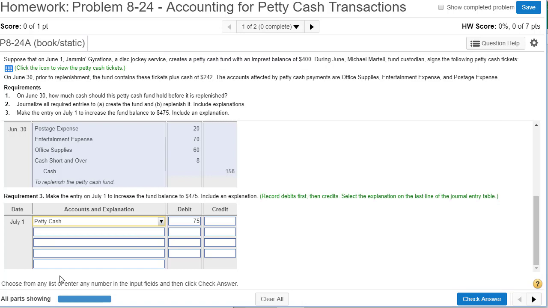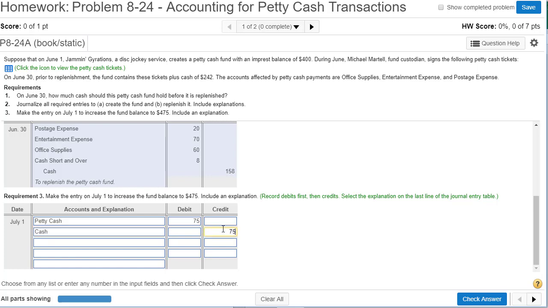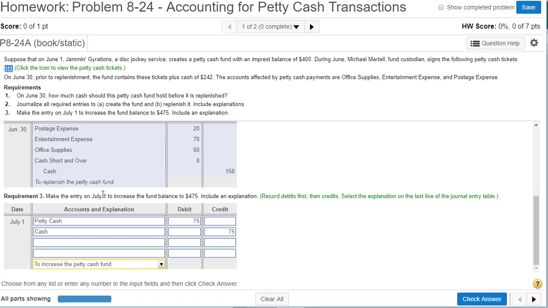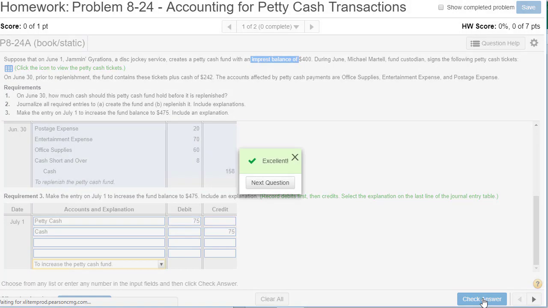And since we're increasing it to 475, we need to go to the bank, take some cash out, 75 bucks worth, and put it in the petty cash box. So we now have 475. And that is to increase the petty cash fund. So this transaction here to increase the petty cash fund would be pretty rare. Once the company exists for a while, they get a good handle of how much should be in the petty cash box. So they don't have to do this transaction to adjust it up or down. But on a monthly basis, they are going to take the receipts out, put them in the journal, and then go to the bank and get the cash to replenish the petty cash box back up to its imprest balance of $400 in this case. And that's it.